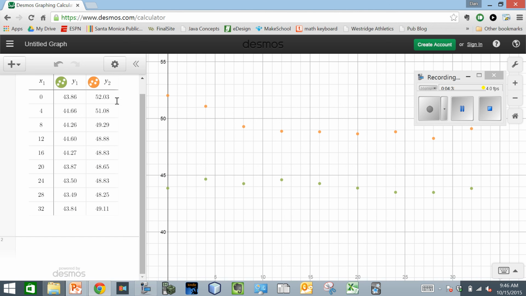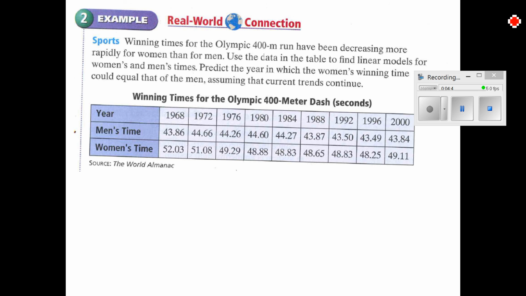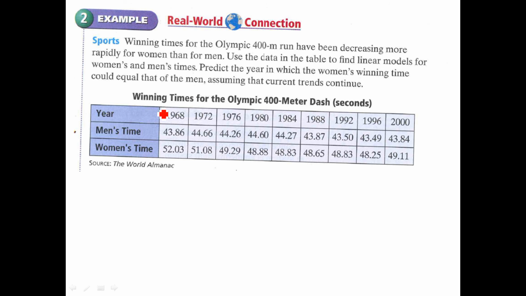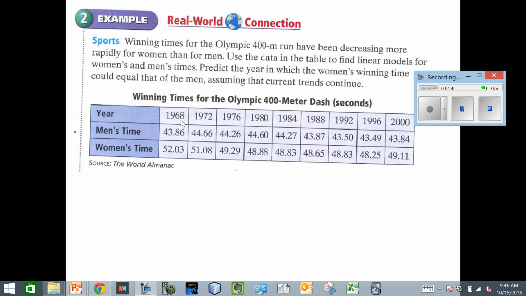So here's the table. Now notice here, we haven't done this yet in Desmos. I've got 2 y values. If I go back in here, get this out of the way. So year is going to be the x value. And we're going to make 1968 year 0, the starting point.